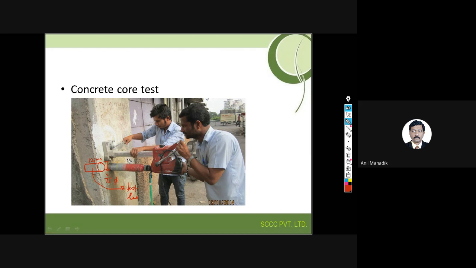Then once we do these tests, we actually audit. So you got the grade of concrete, let's say for this column. Once you get the grade of concrete, then you can reanalyze the building. So what we do is the reanalysis of the building for actual loads and for actual concrete grade.